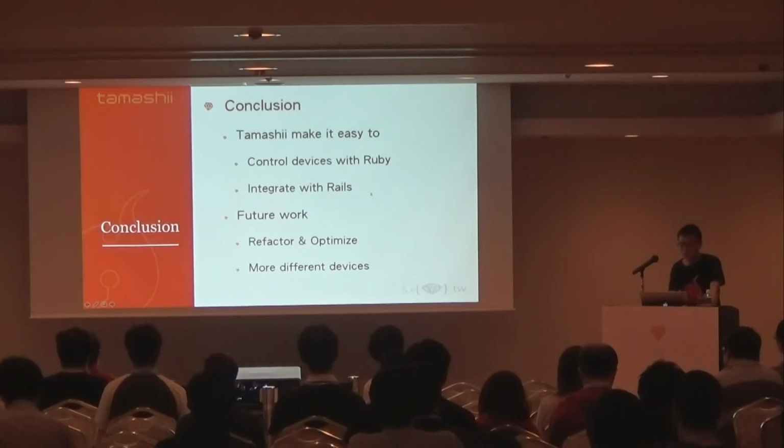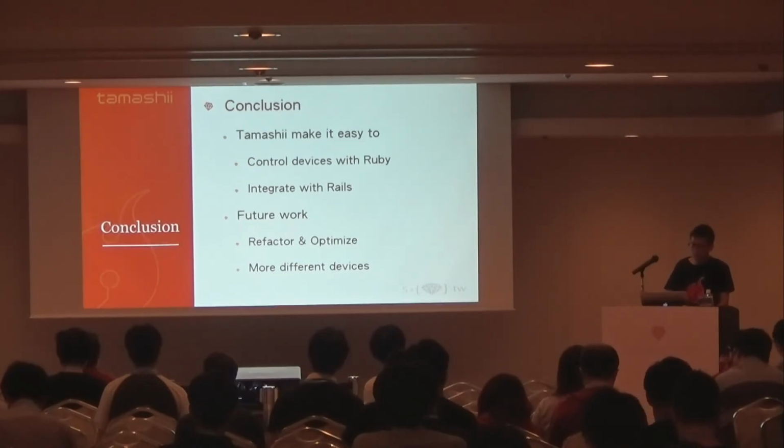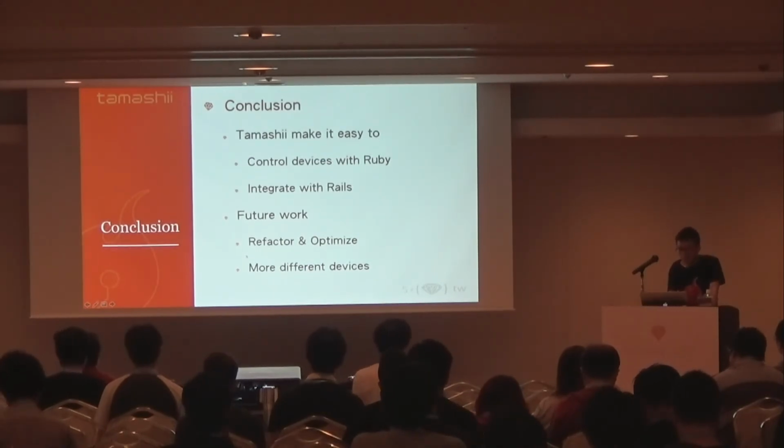Okay, in conclusion, we briefly went through some important ideas in Tamashii, and we showed some projects that are based on it. We focus on providing an easy way to manage devices in Ruby and easily integrate them into a Rails application. Tamashii is still under development. The features mentioned above are mainly finished, but we need more time to refactor and optimize them. Besides, Tamashii currently only supports a very small subset of the devices on Raspberry Pi, so we hope to support more devices in the future.